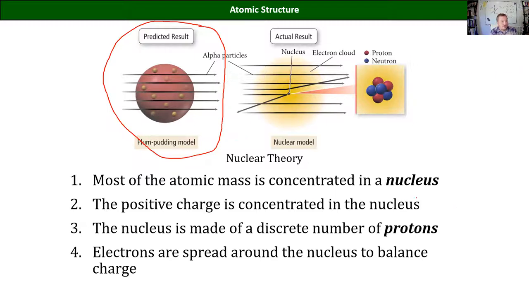The nuclear atomic theory was that all of the atom's mass, or at least most of it, is in one tiny little spot right in the middle that we call the nucleus. The positive charge is also in the nucleus, which explains why we only saw electrons flying around when we did those cathode ray tubes. So the electrons are surrounding the nucleus. The nucleus has all the positive charge and it has all the mass.